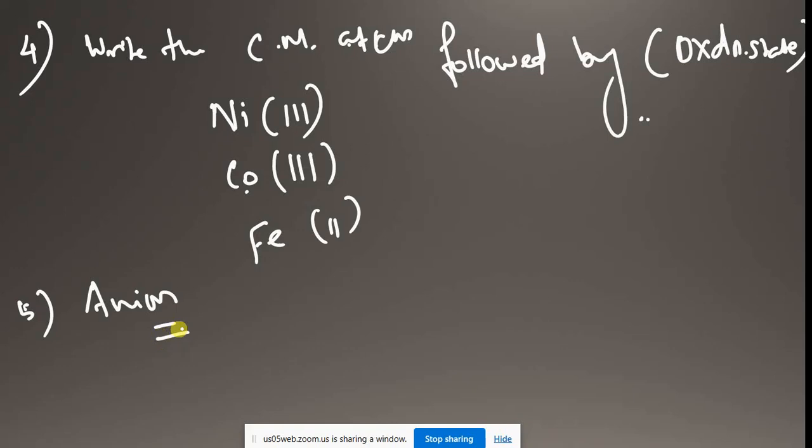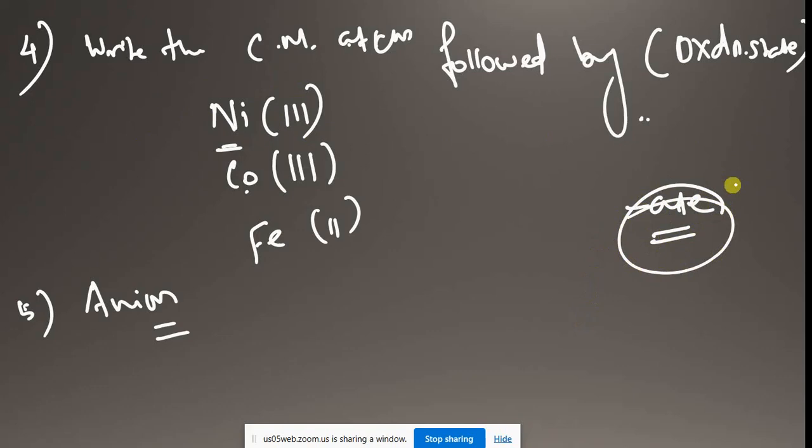Now, for the negative complex there will be a slight change. Just now we were talking about the positive complex. For the negative complex, in the central metal atom, instead of writing the central metal name as it is, as I told you earlier, we have to add ATE to the name of the metal. That's it.